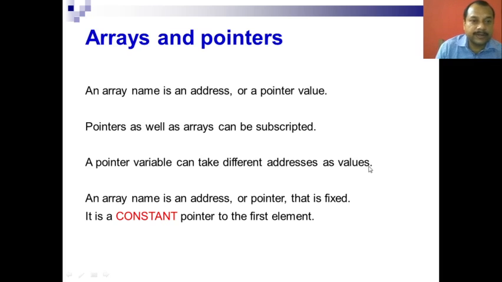Now, regarding arrays and pointers: an array name is an address or a pointer value. Pointers as well as arrays can be subscripted. A pointer variable can take different addresses as values. An array name is an address or pointer that is fixed. It is a constant pointer to the first element.